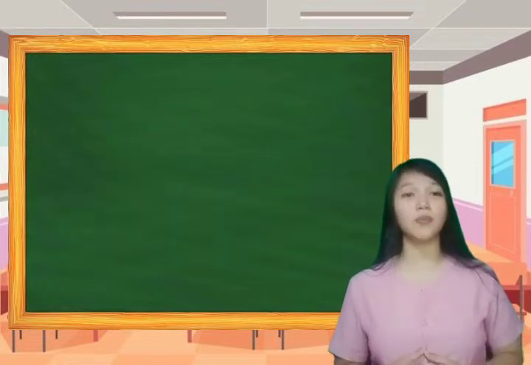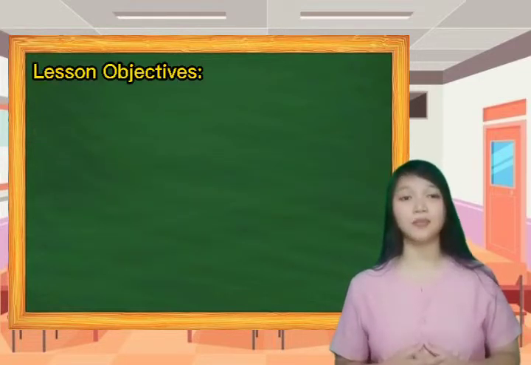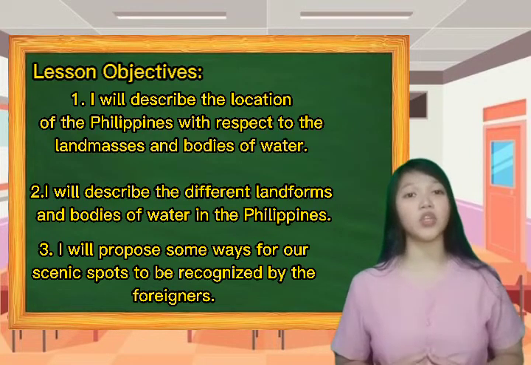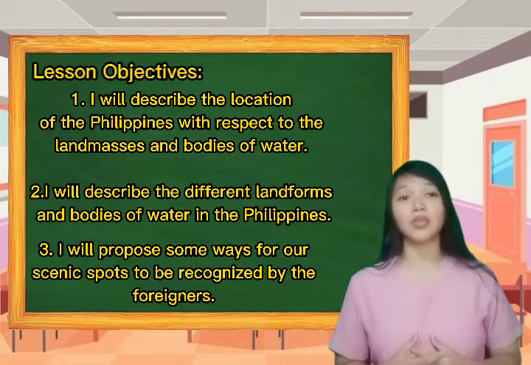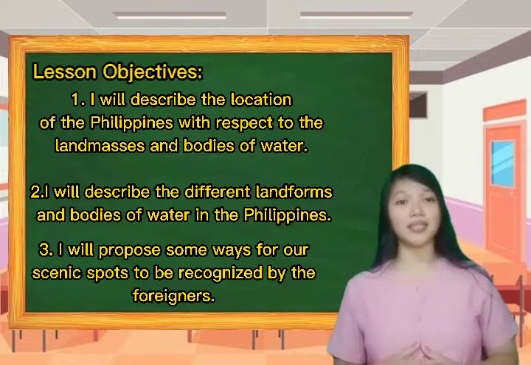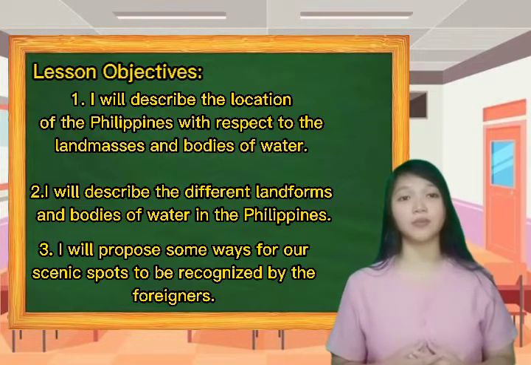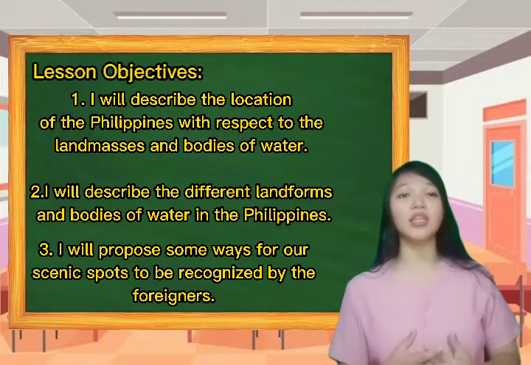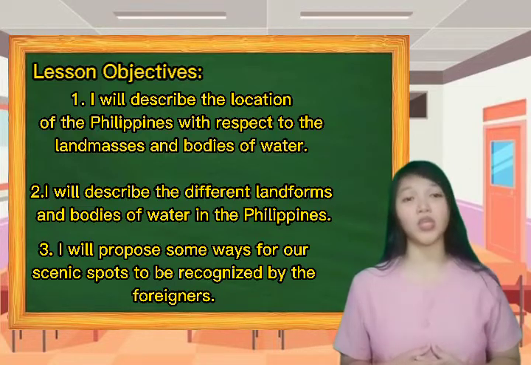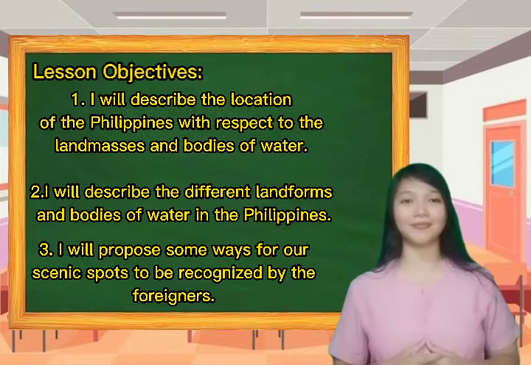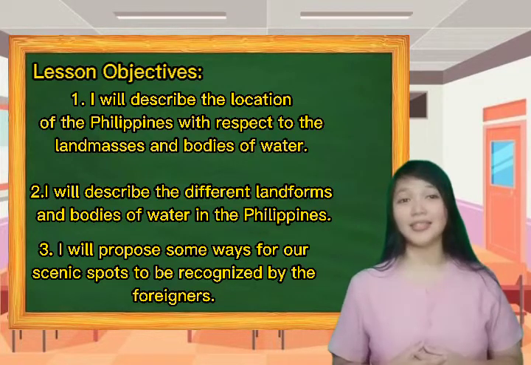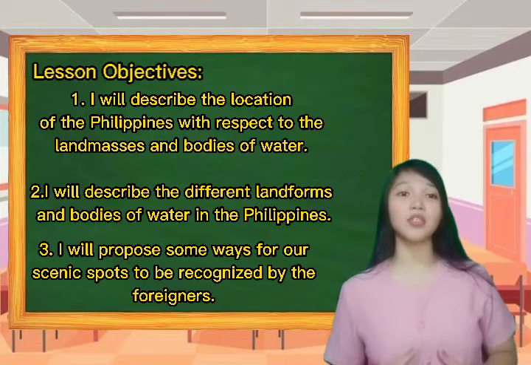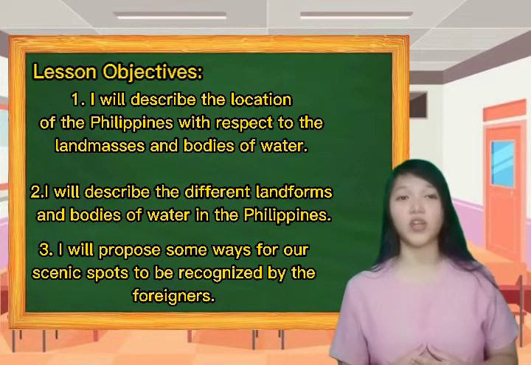For our lesson objectives for this lesson, first, I will describe the location of the Philippines with respect to the land masses and bodies of water. Second, I will describe the different landforms and bodies of water in the Philippines. And last, I will propose some ways for our scenic spots to be recognized by foreigners.